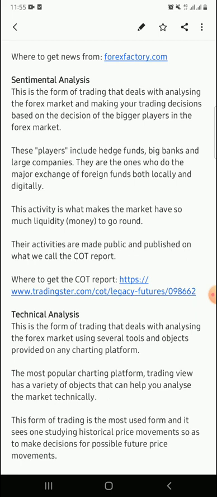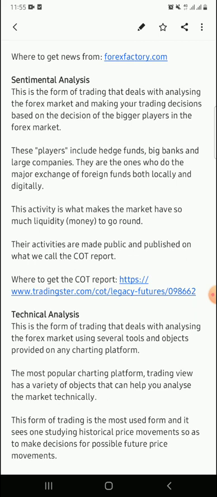They are the reasons why price moves the way it moves. They are the ones that have so much money. Out of that $6.6 trillion, they have billions embedded within it. So they invest their billions and move their money from here to here, either digitally or locally, and this activity is what makes price move from one place to another.